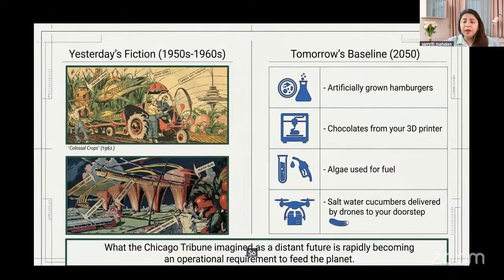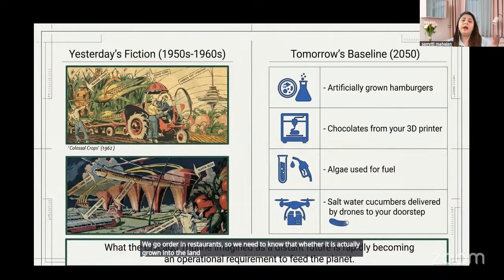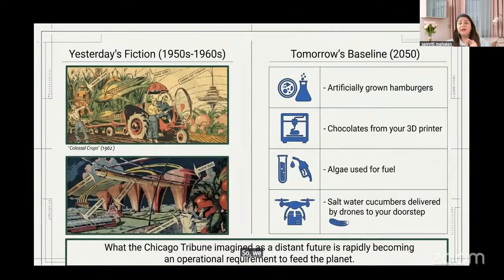So, how many of you have seen lab-grown proteins on a menu? We should be well versed in that. Whenever we see the menu and order in restaurants, we need to know whether it is actually grown on the land or it is lab-grown. So we can start identifying what 2050 is going to be predictive of.